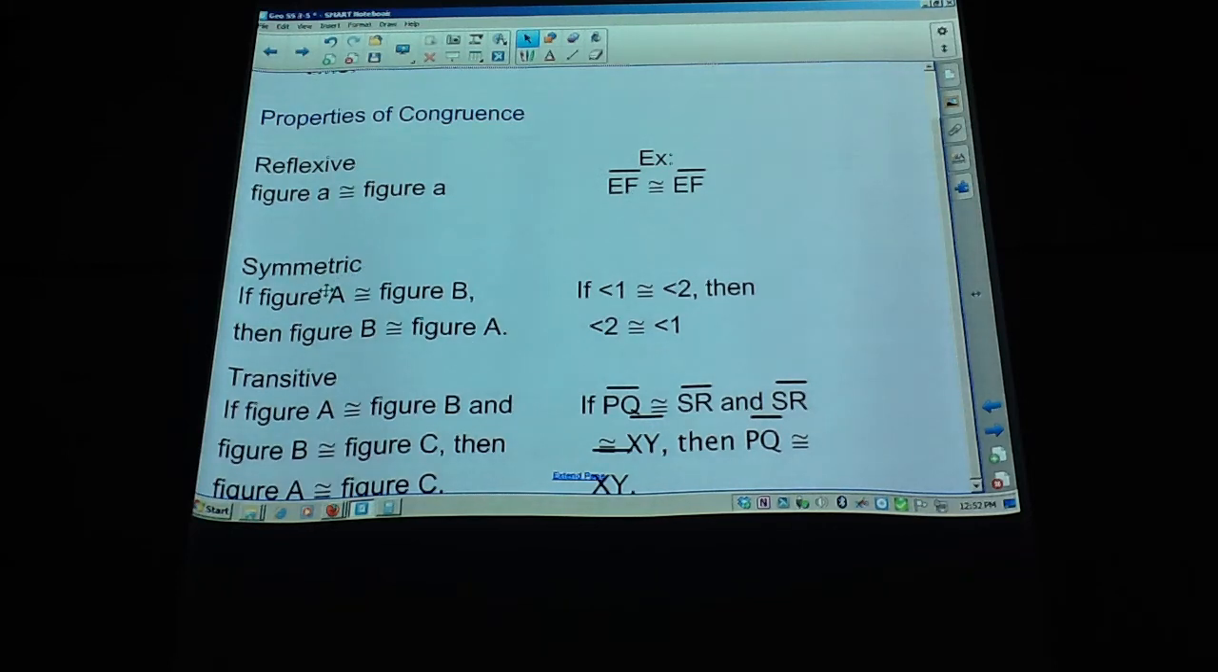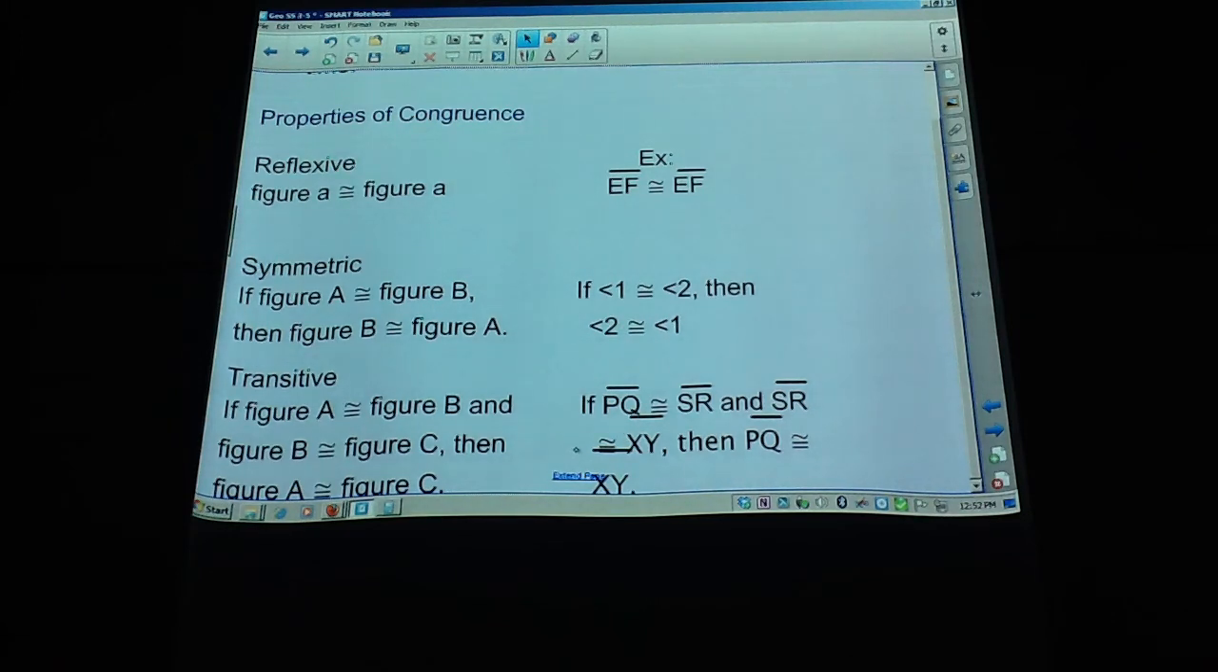Symmetric property. Now again, we had the symmetric property of equality. The difference is we're dealing with some sort of figure. So the example over here is that we have angle 1 is congruent to angle 2. Then we could flip it around, and angle 2 would have to be congruent to angle 1.